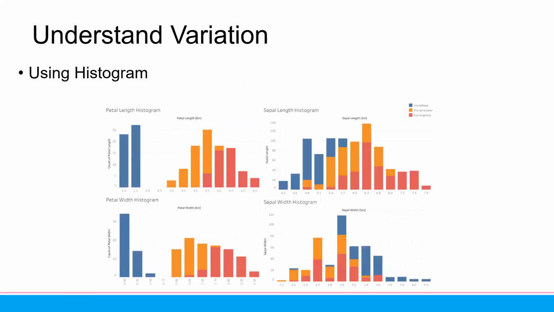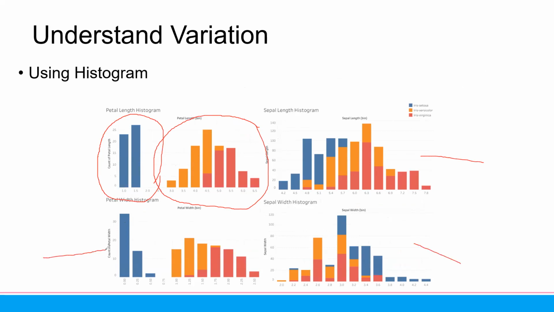Now we can also use another kind of chart, for example, histogram. Using this histogram, we can understand that the petal length is mostly very small for the iris setosa, but for the versicolor and virginica it is higher. You can also see this from the sepal length, the sepal width, and the petal width.